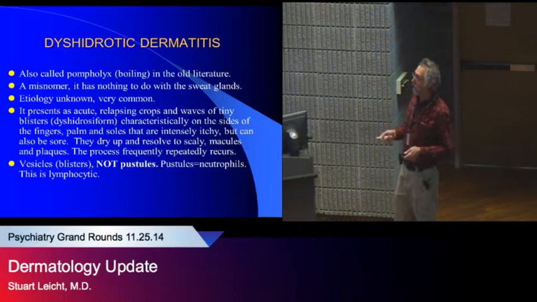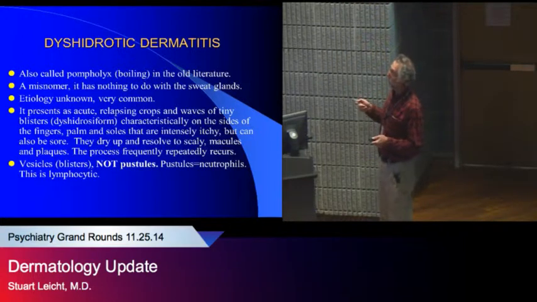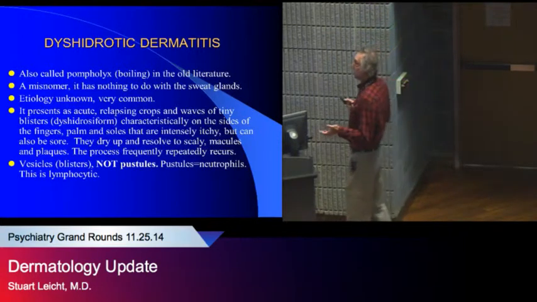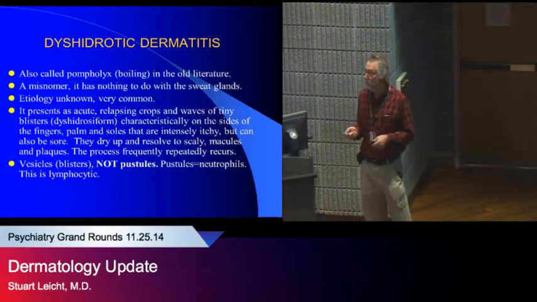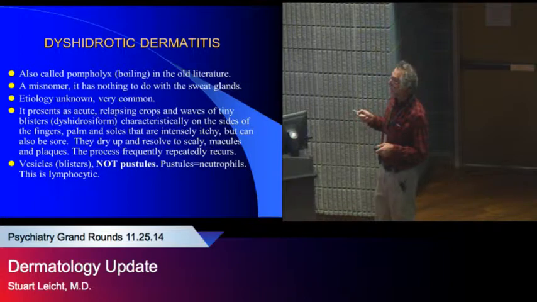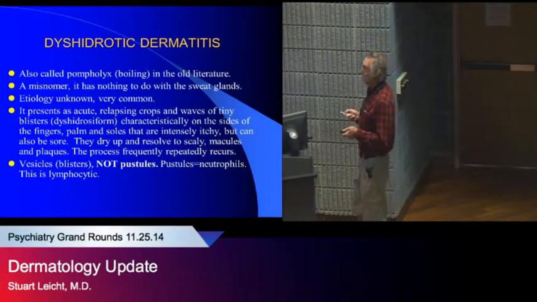I've had it before as little blisters. It's called boiling in the old literature, or pompholyx. It's a misnomer. It really has nothing to do with the sweat glands. We don't know what the etiology is. It's extraordinarily common, at least in minor components. It presents as relapsing crops and waves of tiny blisters that are called dyshidrosiform.